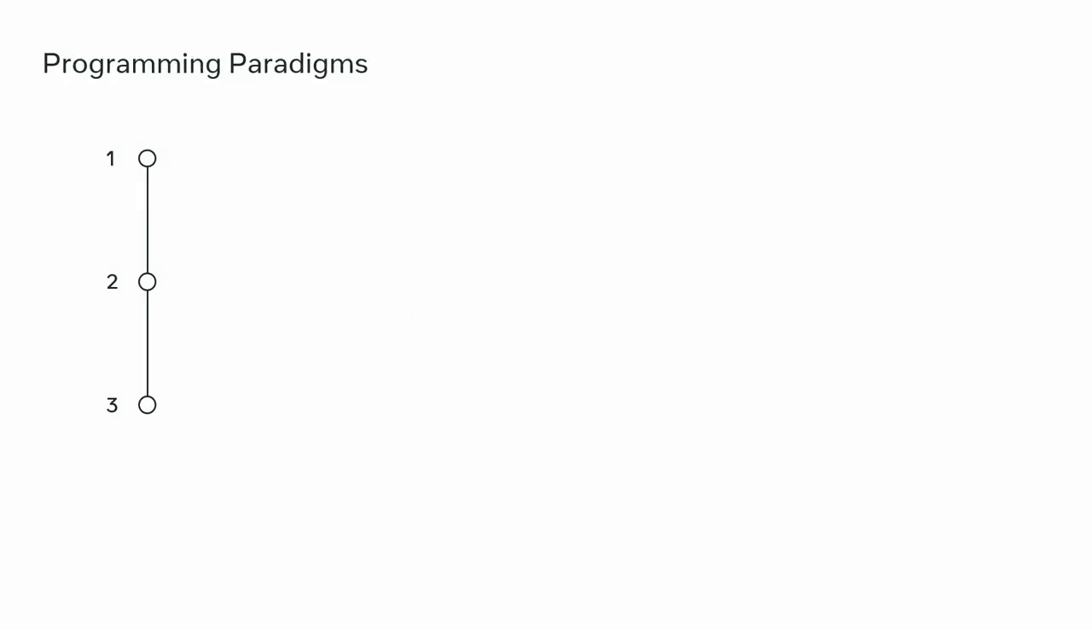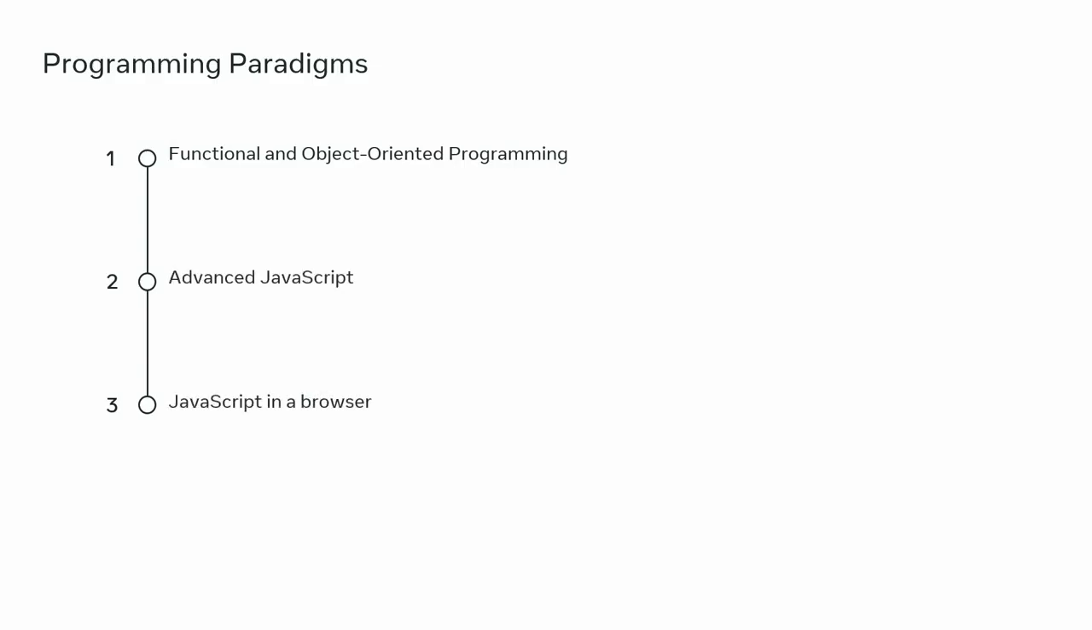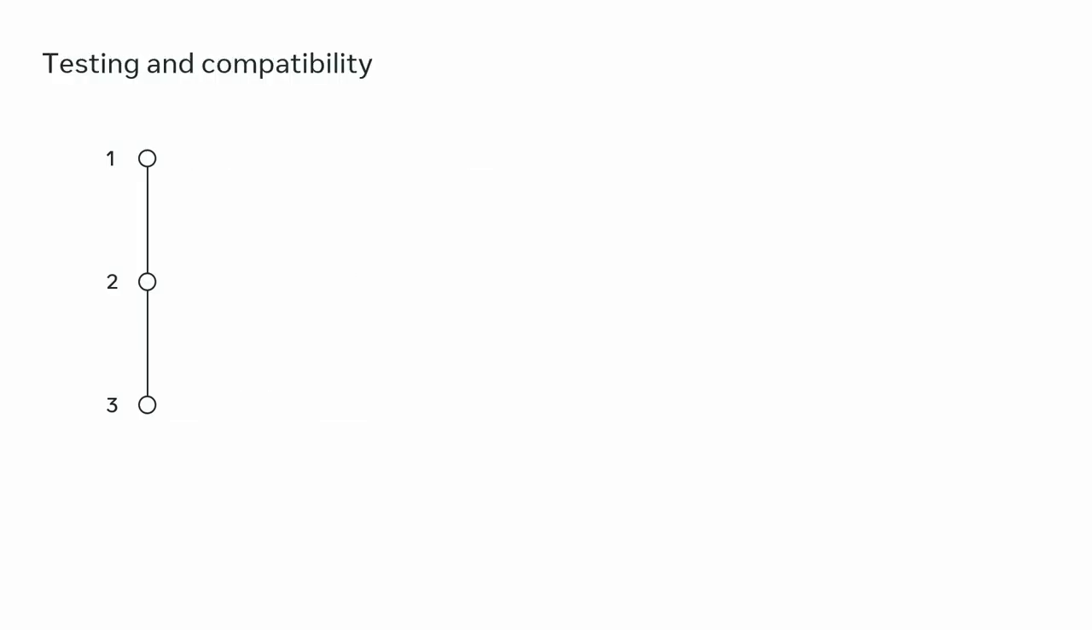Programming paradigms introduced you to functional programming and object-oriented programming, advanced JavaScript features, and the operation of JavaScript in a browser. And finally, with testing and compatibility, you discovered the purpose of testing, explored types of testing, and studied JavaScript testing challenges and testing with Jest. Congratulations once again on reaching the end of this course on programming in JavaScript. You've taken a valuable step on your journey toward becoming a developer.